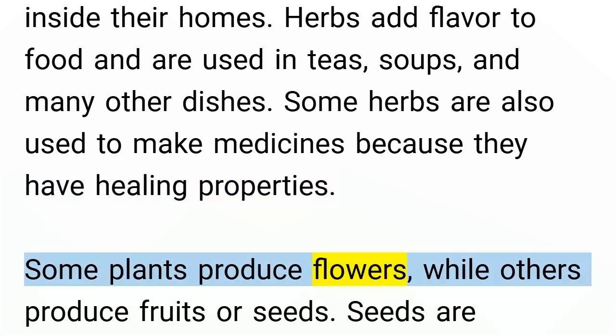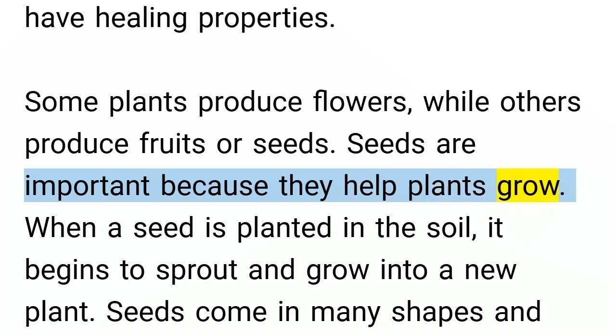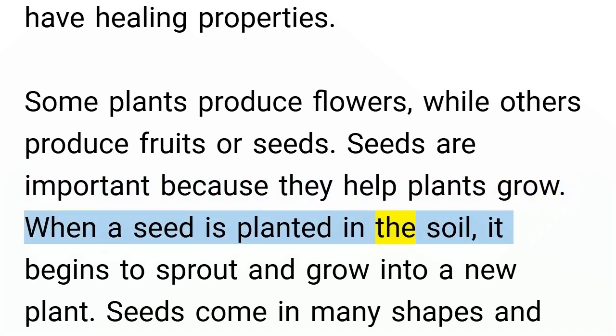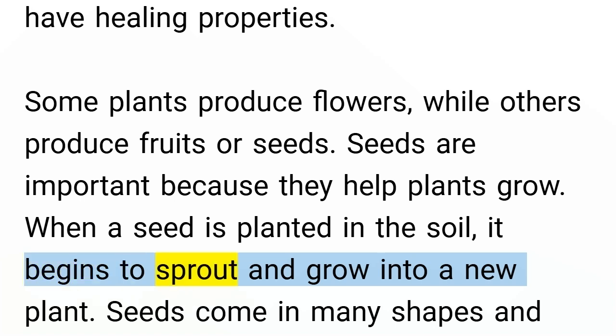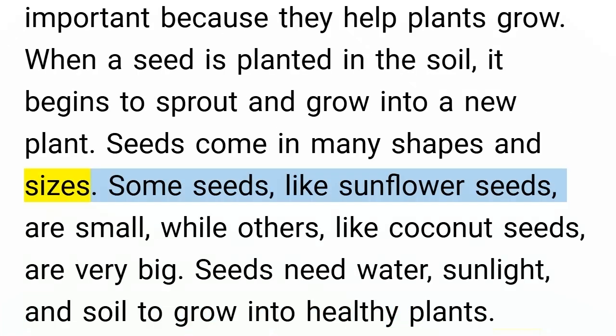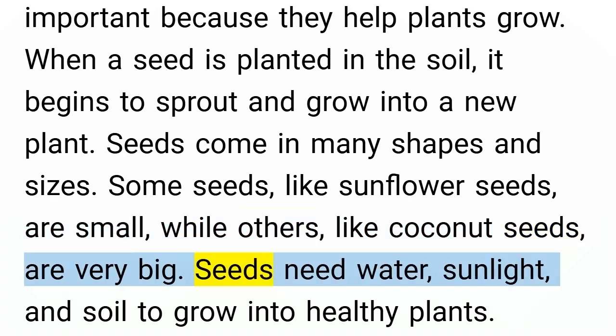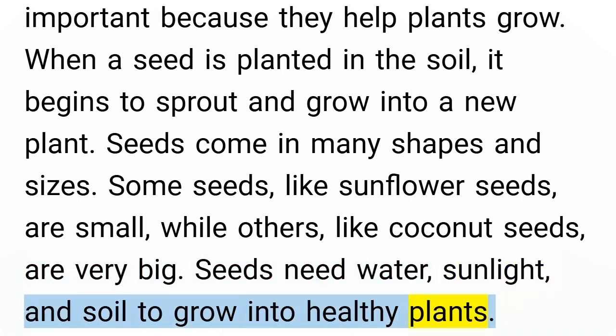Some plants produce flowers, while others produce fruits or seeds. Seeds are important because they help plants grow. When a seed is planted in the soil, it begins to sprout and grow into a new plant. Seeds come in many shapes and sizes. Some seeds, like sunflower seeds, are small, while others, like coconut seeds, are very big. Seeds need water, sunlight, and soil to grow into healthy plants.